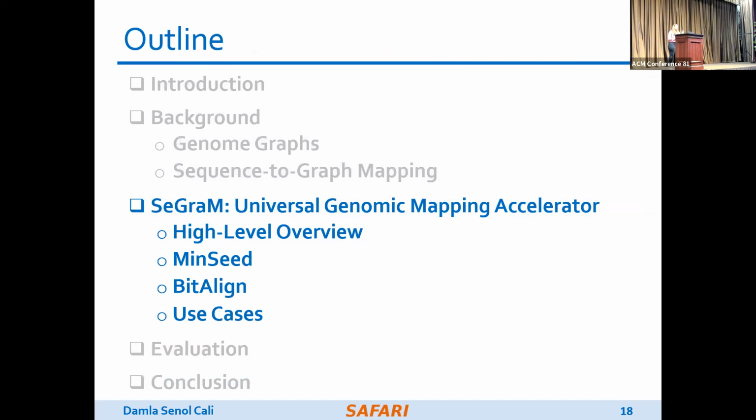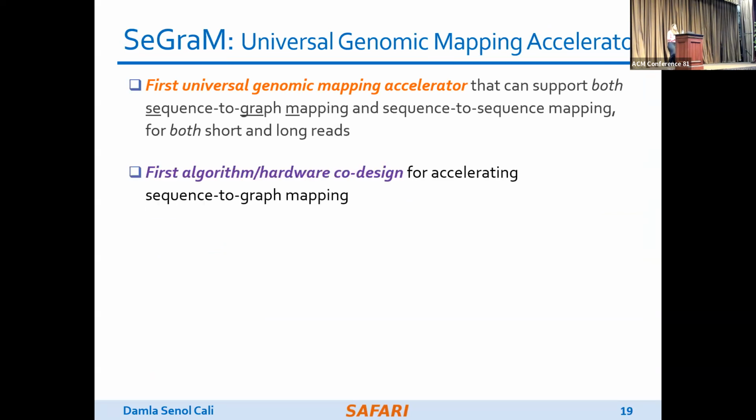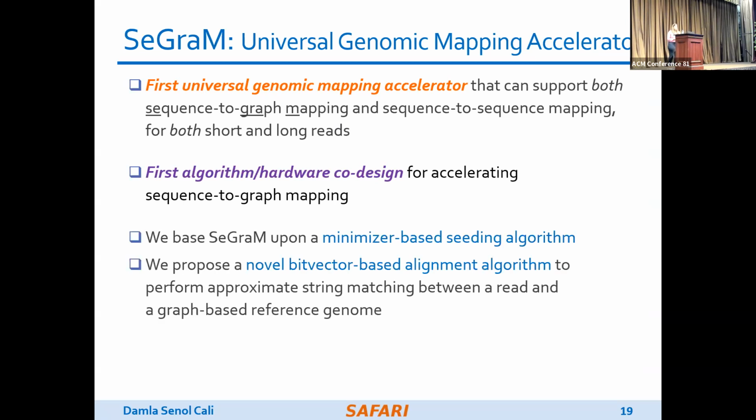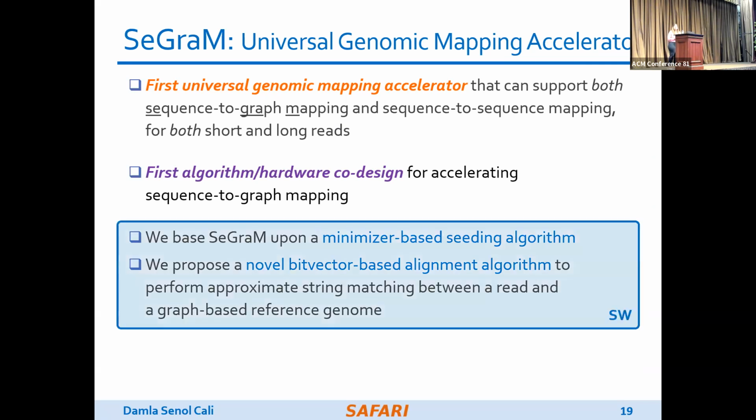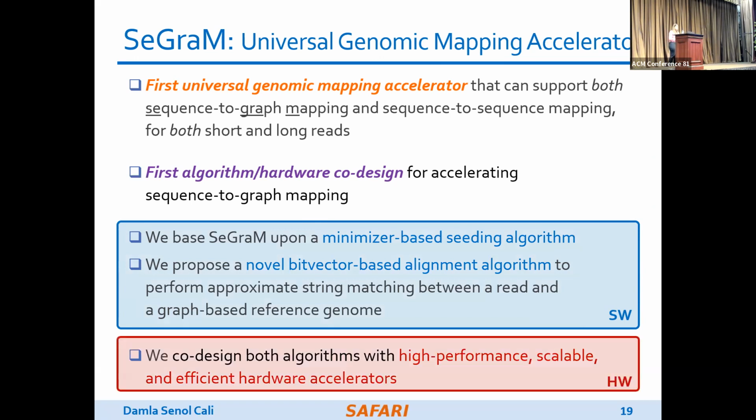To this end, we propose SIGGRAM. SIGGRAM is the first universal genomic mapping accelerator that can support both sequence-to-graph mapping and sequence-to-sequence mapping for both short and long reads. And to our knowledge, SIGGRAM is the first algorithm-hardware co-design for accelerating sequence-to-graph mapping. We base SIGGRAM upon a minimizer-based seeding algorithm, and we propose a novel bit vector-based sequence-to-graph alignment algorithm. So these are our algorithmic contributions. We co-designed both algorithms with high performance, scalable, and efficient hardware accelerators, and this covers the hardware level contribution of SIGGRAM.